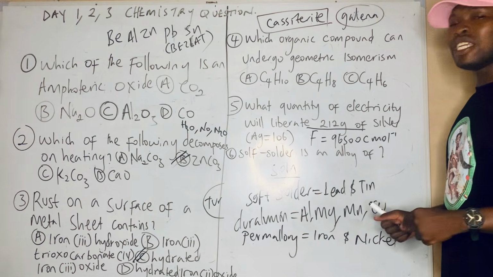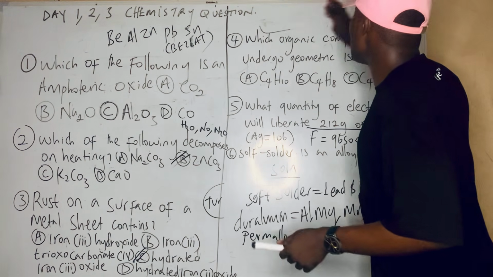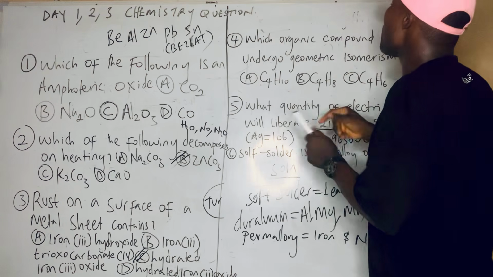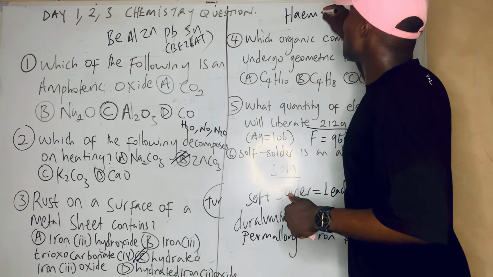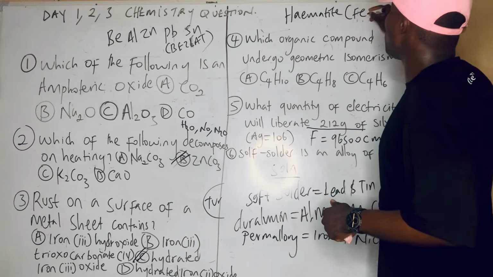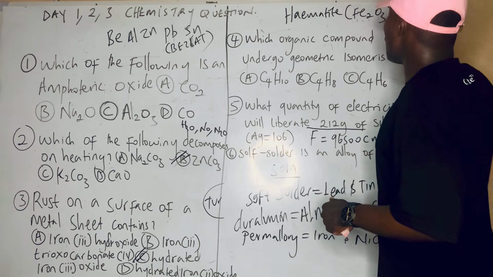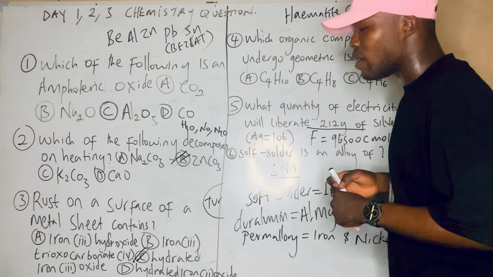Another thing you can be asked, and please take note, for iron: the main ore of iron is hematite. The main or principal mineral of iron is hematite. I think they can also ask the formula for hematite. Fe2O3. This is hematite. This is where you get iron from. Iron is extracted in the blast furnace.